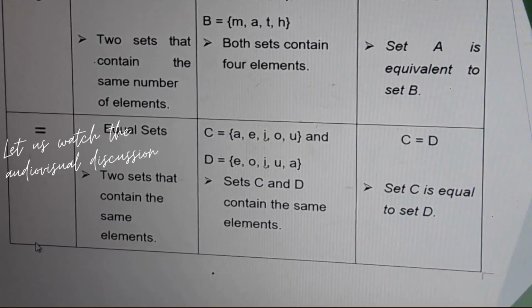Next, the symbol of equivalent sets. These are two sets that contain the same number of elements. For example, set A is composed of 1, 2, 3, 4, while set B has the letters M, A, T, H. We can consider them equivalent sets, not by the identification of each element, but by the cardinality of each set. Each set is composed of 4 elements. Therefore, these two sets are equivalent sets.